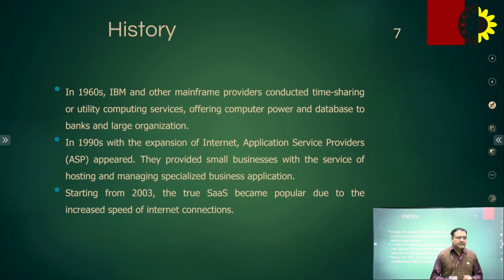In 1960, IBM and other mainframe providers conducted time sharing or utility computing services, offering computer power and databases to banks and large organizations. In the 1990s, with the expansion of the internet, the main important role for the cloud, the main backbone of cloud-based applications, the first important is the internet.